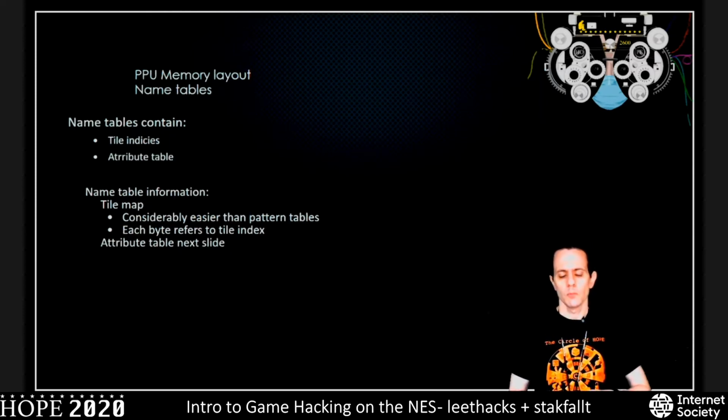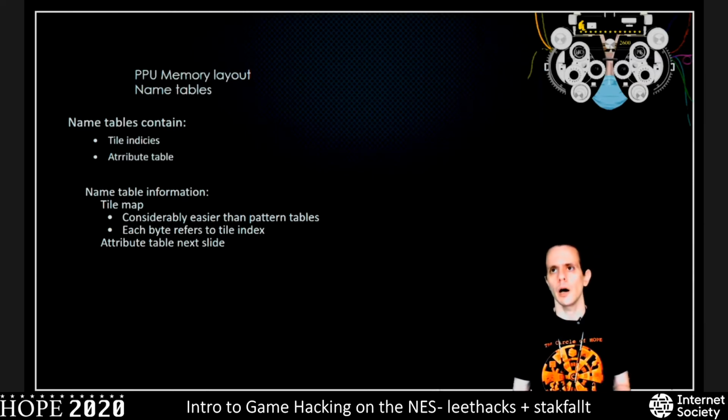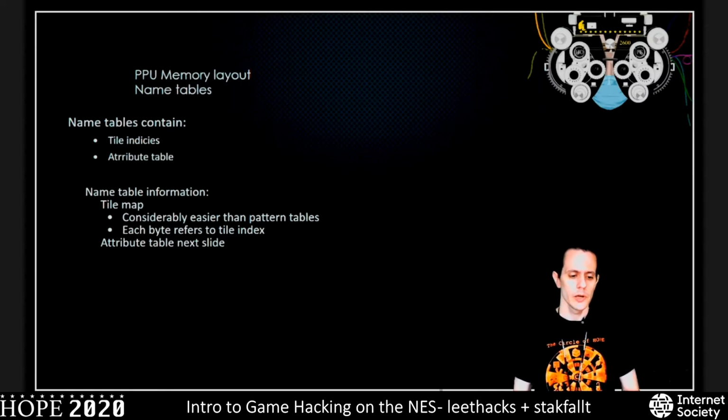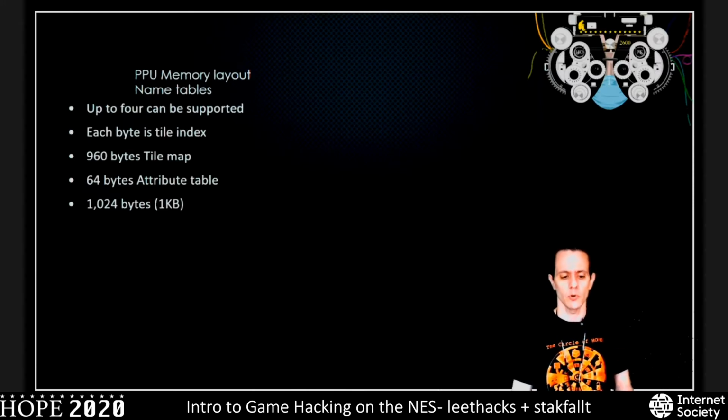The name table is made up of tile indices. Now, that would be the tile map. So the tile indices are numbers that refer to the tile that is in that particular pattern table. And then there's also the attribute table. When you look at the tile map, it's considerably easier to deal with than the pattern table, and each byte refers to the tile index that is referenced or created in the pattern table.